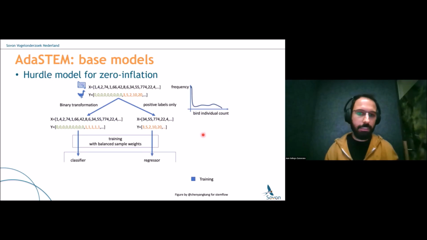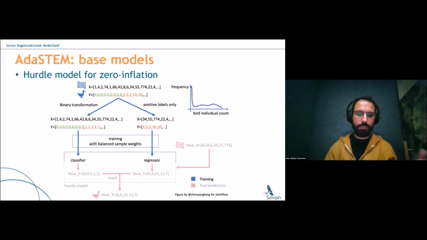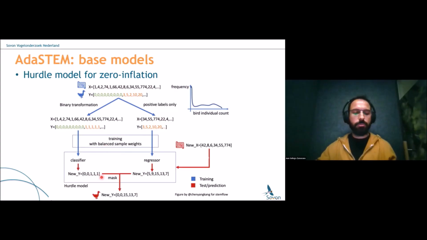A hurdle model is also a framework to counteract this zero inflation, which can be applied in many different cases. The idea behind these hurdle models is that you divide your data into a binary transformation, between zeros and ones. For example, this is the response variable: at the beginning we have zeros, and then we have 3, 5, 2, 10, 20. So we binarize it to have all the zeros and then ones. Then you train that model and create that classifier. Then you divide the data again, only into the positive data, so only the 3, 5, 2, and 10 observations. Once you have that, you create predictions for both models, and at the end you combine them.